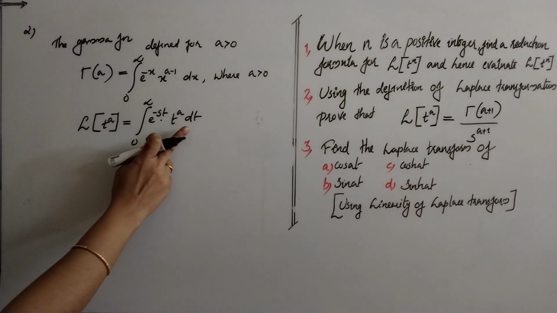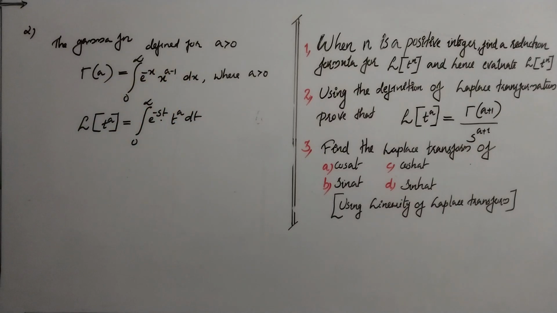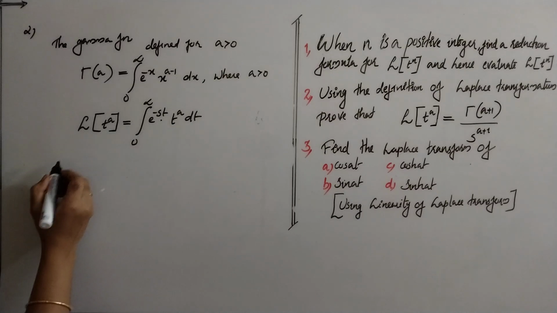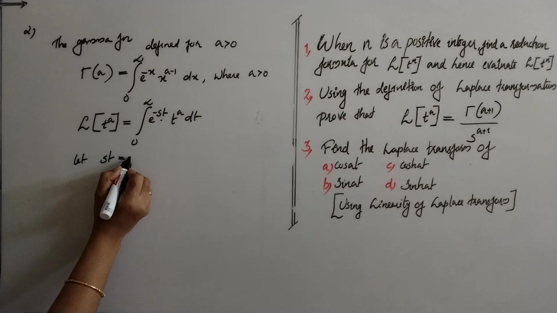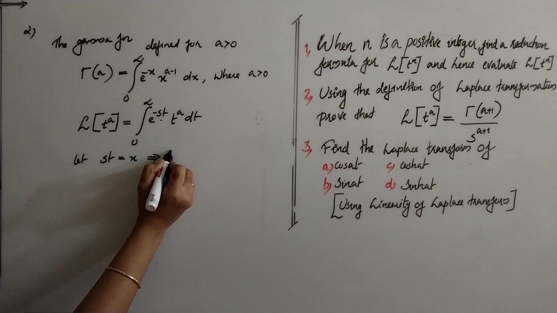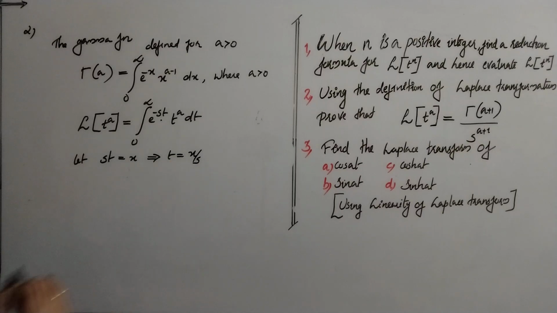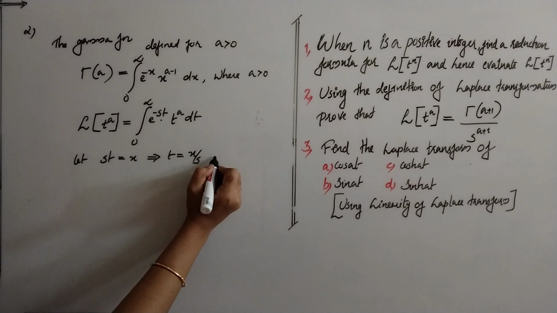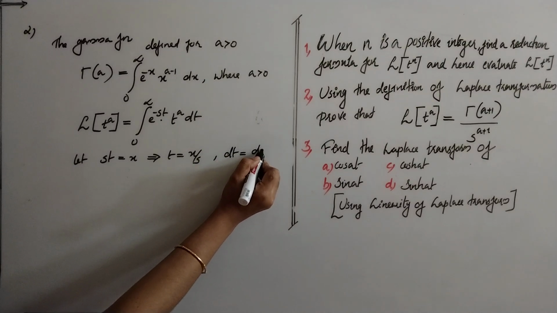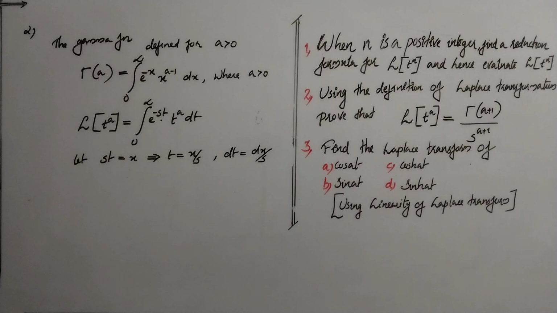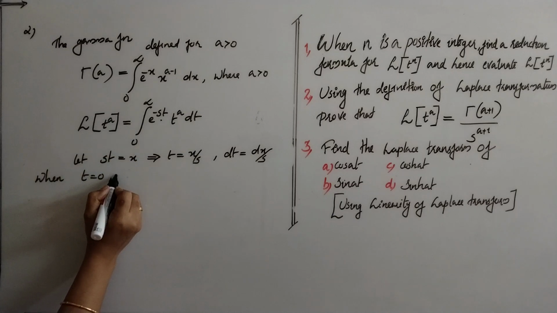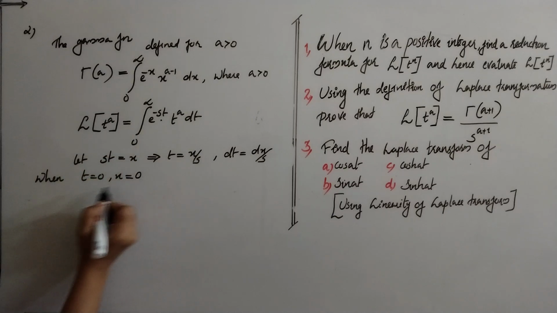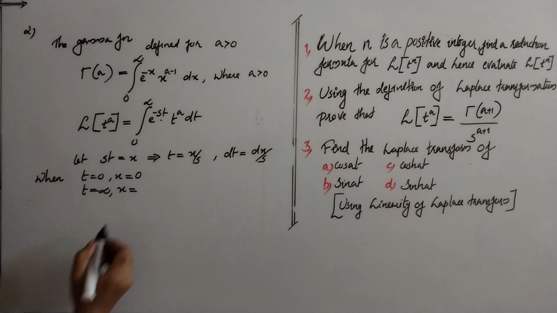Here we have to integrate with respect to t, and here it is with respect to x. So I am changing this integration. Let st be equal to x. Then t is equal to x divided by s, and dt is equal to dx divided by s. When t is equal to 0, x is equal to 0. When t is equal to infinity, x is equal to infinity.